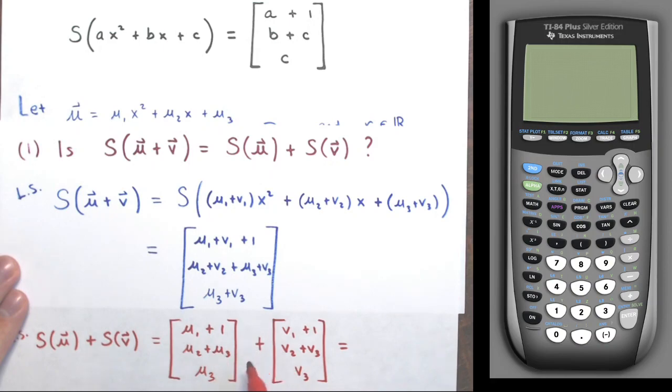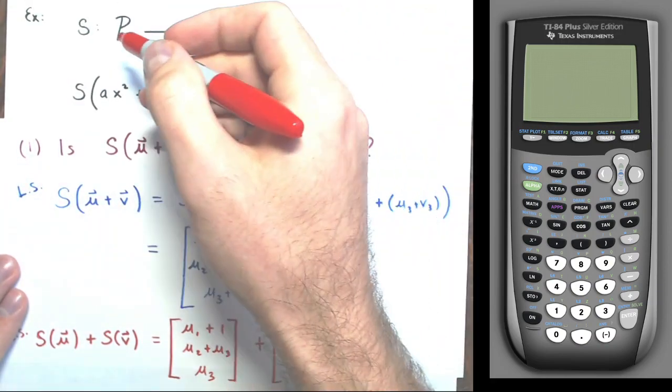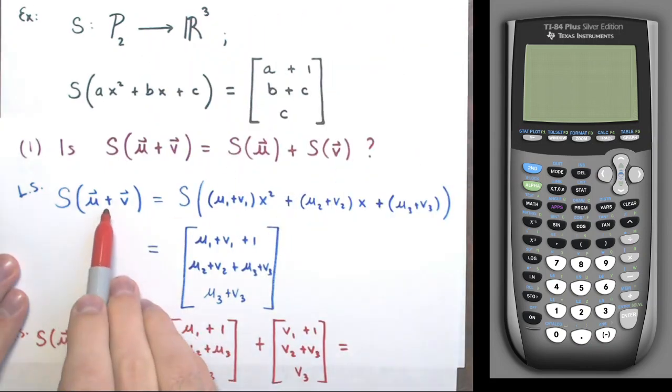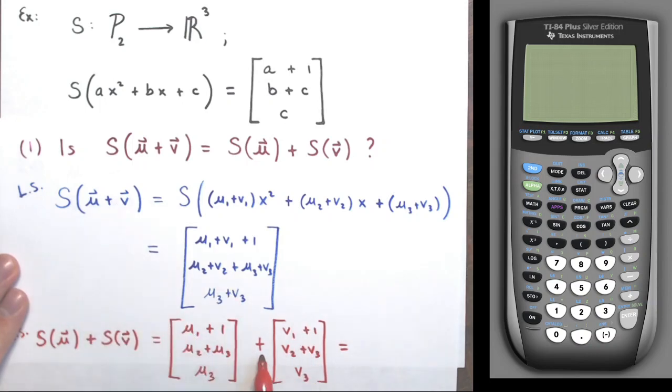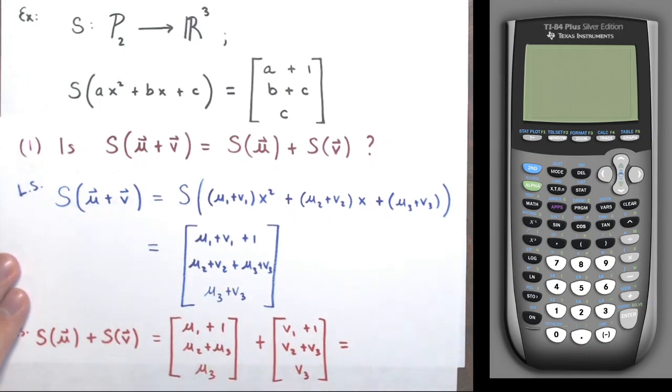So we're doing vector addition from R3, not from P2. Remember this addition here was adding polynomials. This addition is adding vectors, different definitions. But just make sure you know what space you're in. Am I in the domain or am I in the codomain? Here I have vectors from the codomain, so I'm doing the codomain's definition of addition.